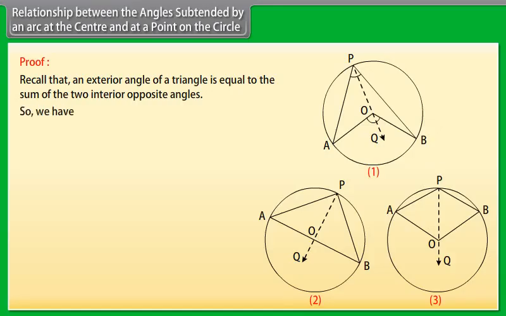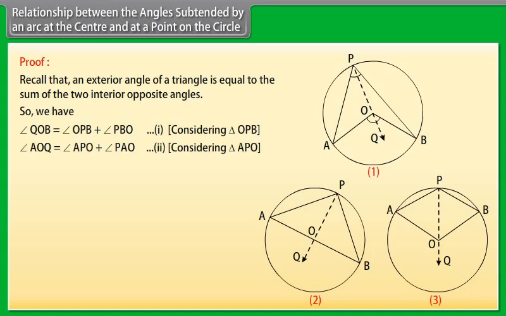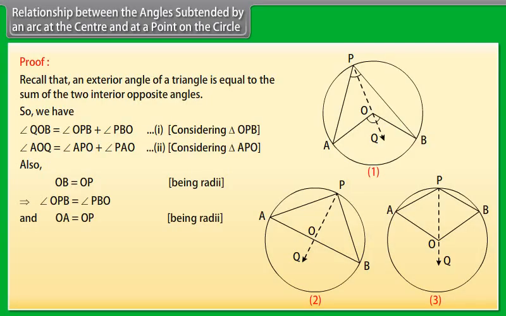So we have angle QOB is equal to angle OPB plus angle PBO, (1), considering triangle OPB. Angle AOQ is equal to angle APO plus angle PAO, (2), considering triangle APO. Also, OB is equal to OP, being radii. Angle OPB is equal to angle PBO, and OA is equal to OP, being radii.